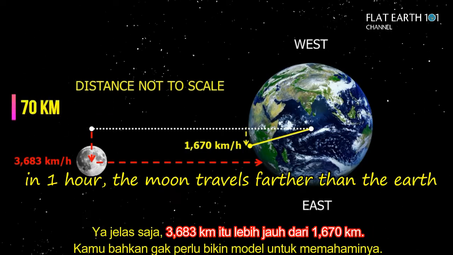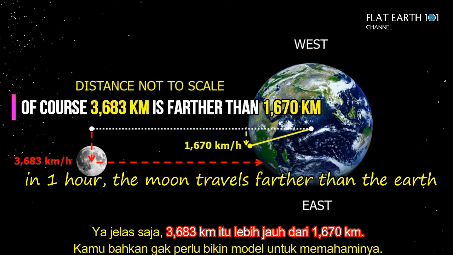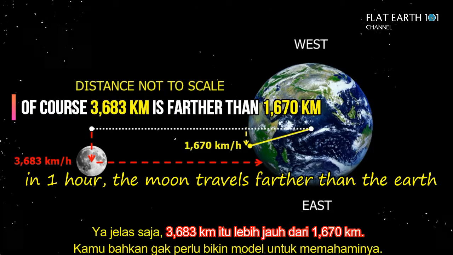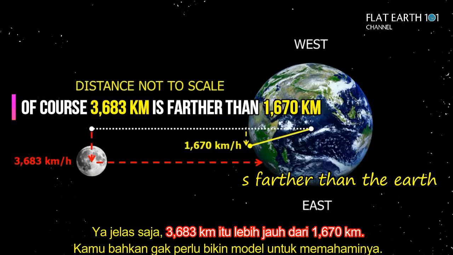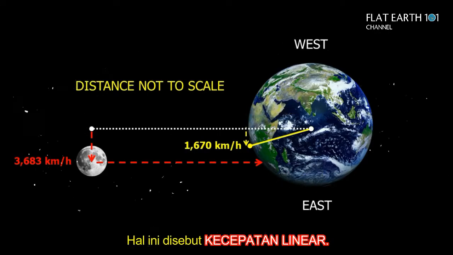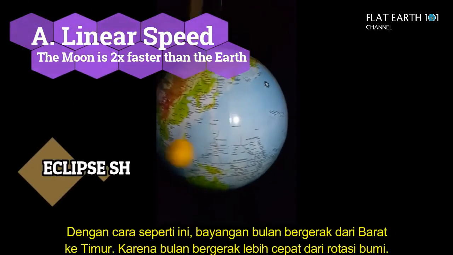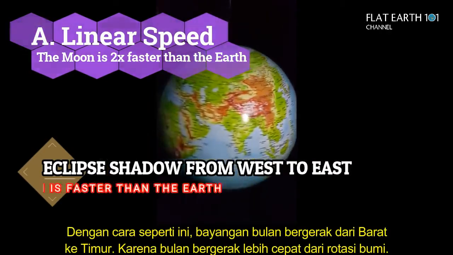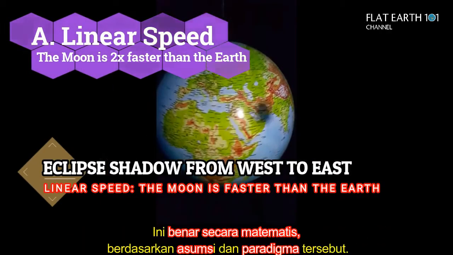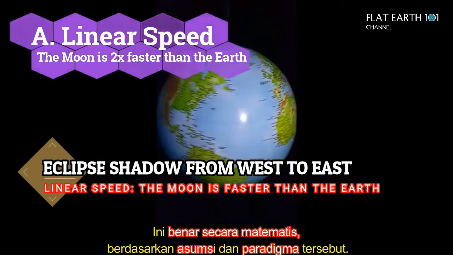But of course, 3,683 kilometers is farther than 1,670 kilometers. You don't even need a model to understand. This is called linear speed. In this way, the eclipse shadow moves from west to east because the moon is faster than the Earth. It's mathematically correct based on those assumptions and paradigm.